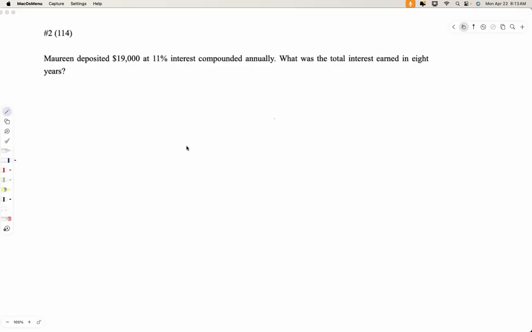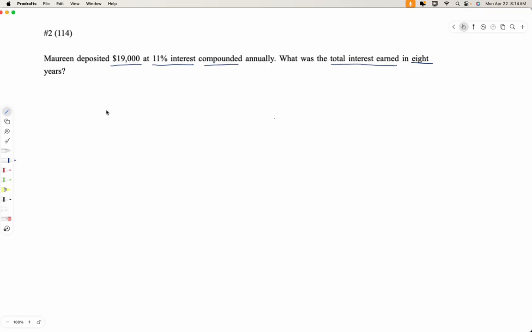All right, Maureen deposited. This is from lesson 114. Maureen deposited $19,000. That's her original deposit at 11% interest compounded. What was the total interest earned in 8 years? That's the information that you need in order to solve the problem.